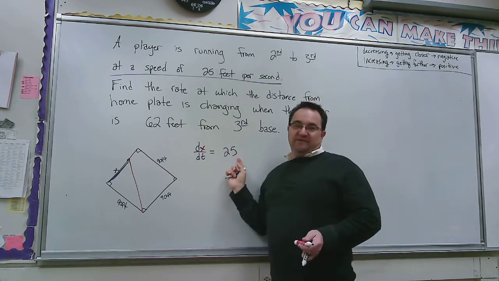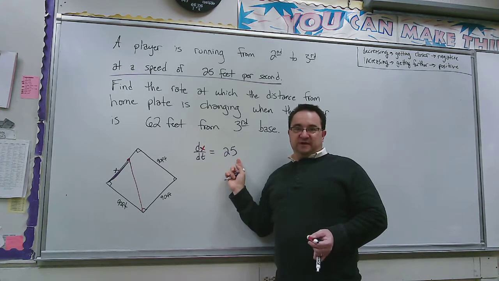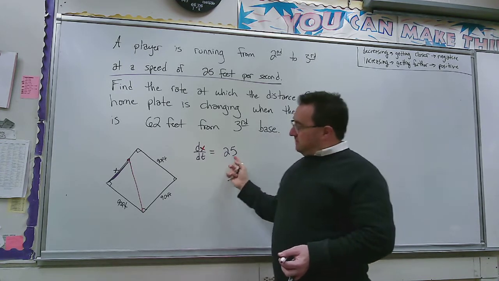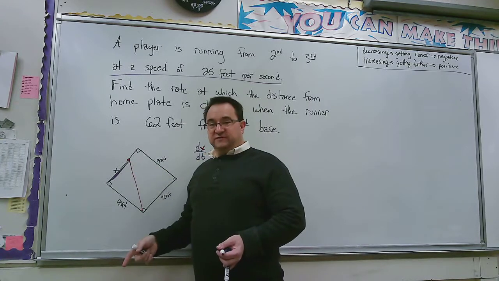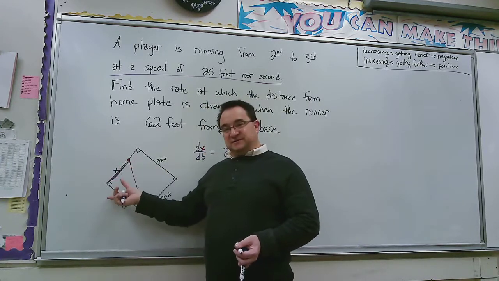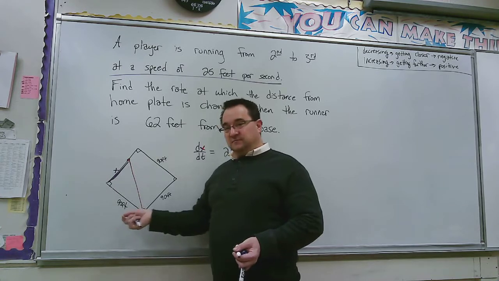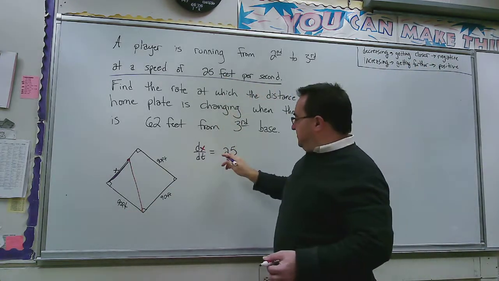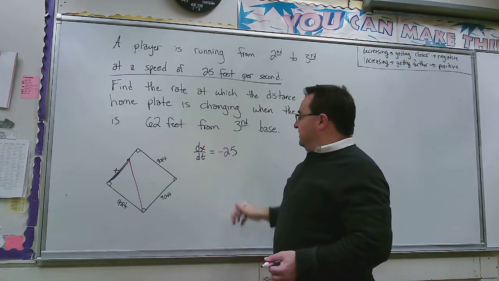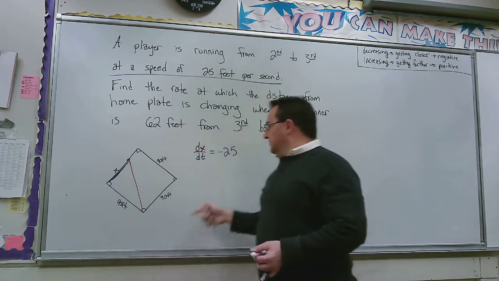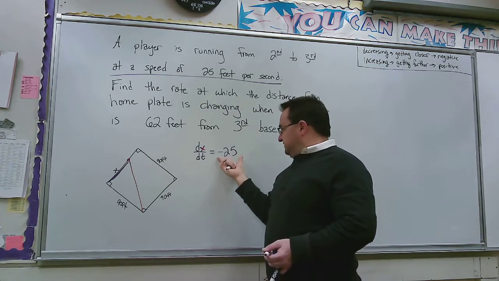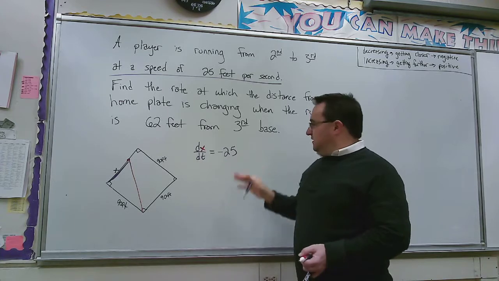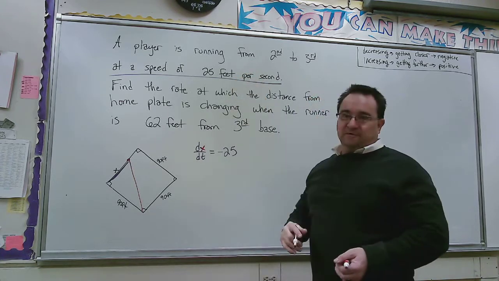Am I getting 25 feet closer every second or 25 feet further every second? I'm getting 25 feet closer every second, which means my distance is decreasing. It doesn't say it up here. You have to understand that if my distance is getting smaller, then I'm getting closer. The distance is decreasing by 25 feet every second. So that is what they told me here.